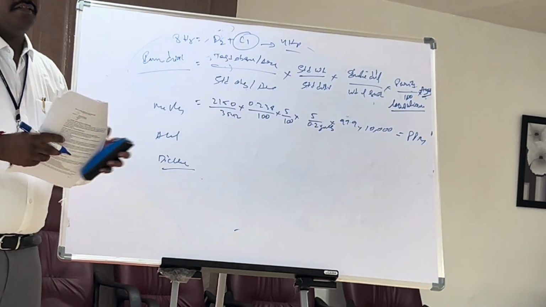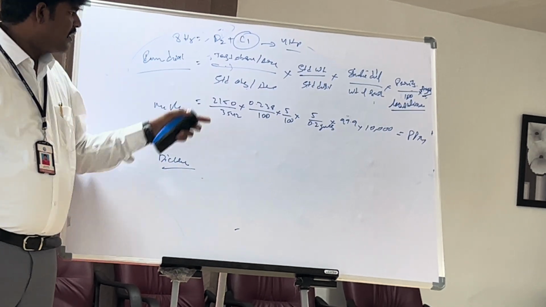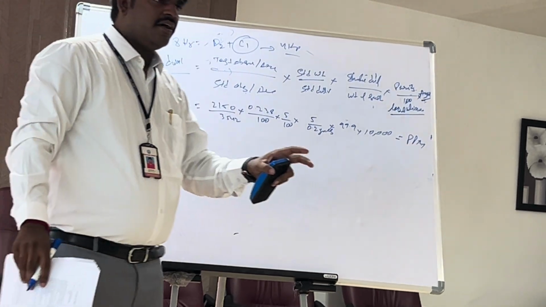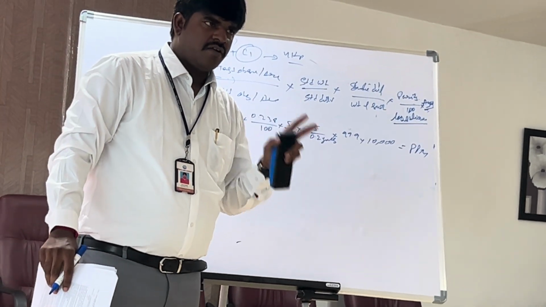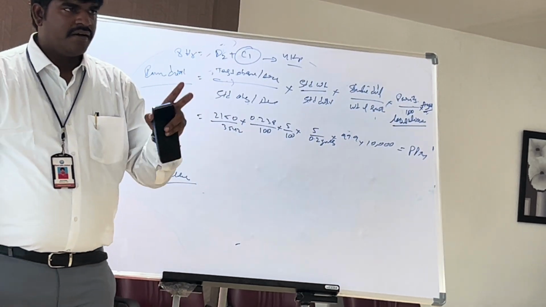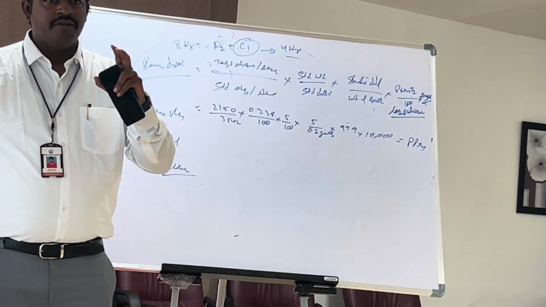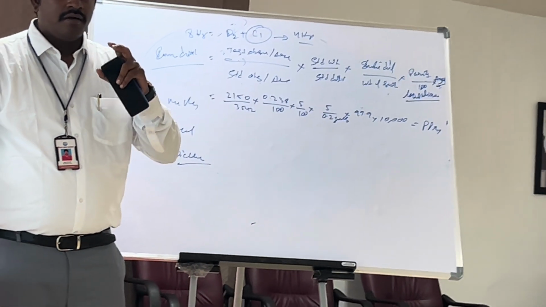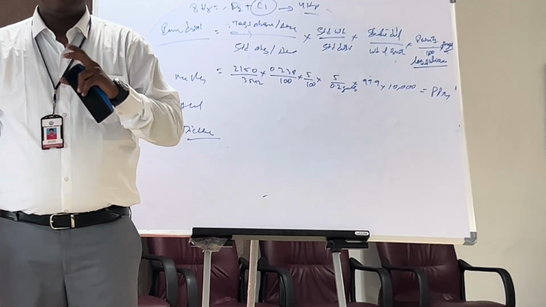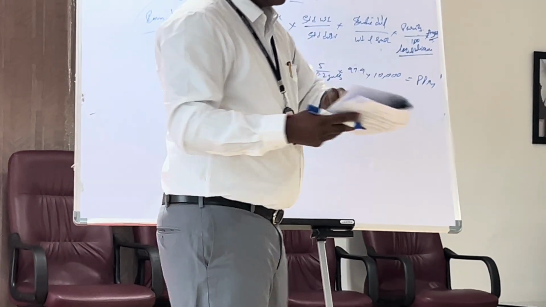Do you feel difficulty anywhere in this residual solvent calculation? Every time it's simple: test absorbance or test solvent area divided by standard solvent area, multiplied by the standard solvent weight divided by standard dilution, into test dilution divided by test weight, into potency, into 10,000. Okay, this is for GC.